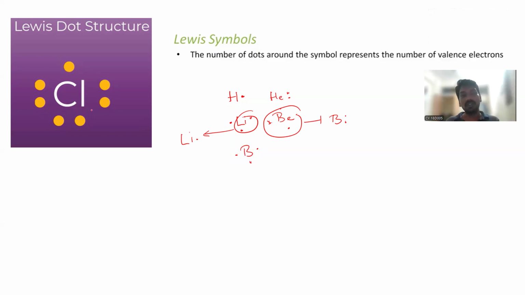So the Lewis dot structure shows the Lewis symbols. These are the number of electrons in the valency shell: beryllium has 2 electrons in the outer valence shell, lithium has 1, and boron has 3. Helium has 2, and hydrogen has 1. So these dotted structures show the number of valency electrons in the valency shell.